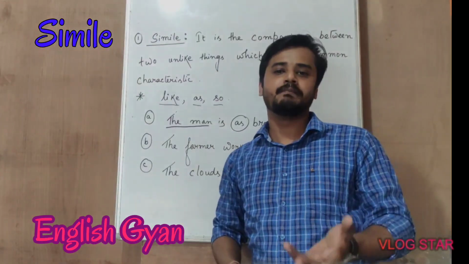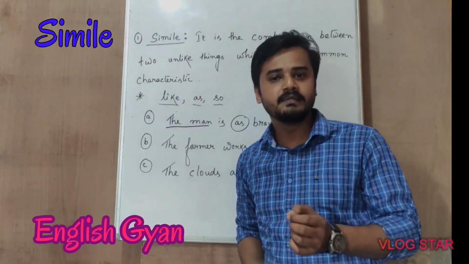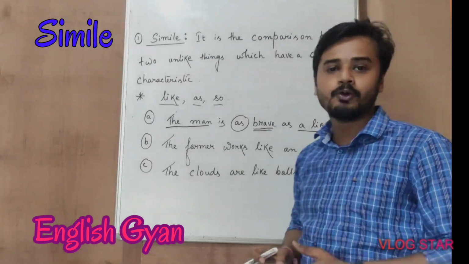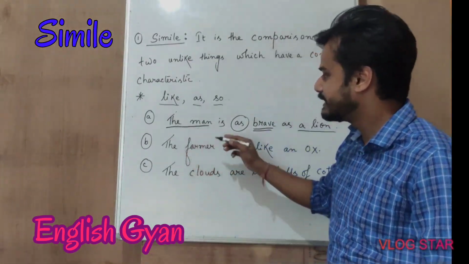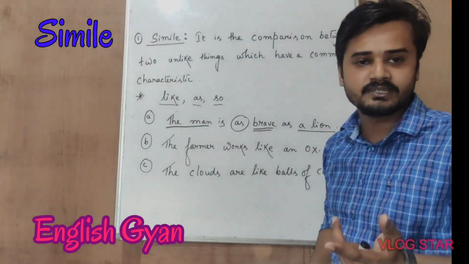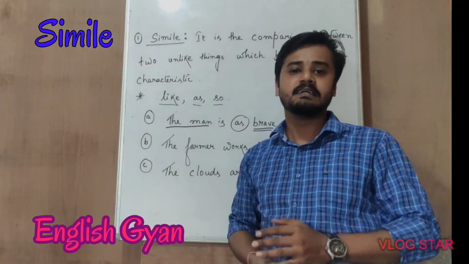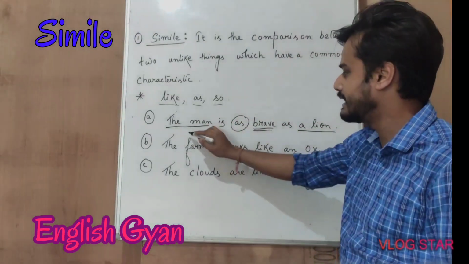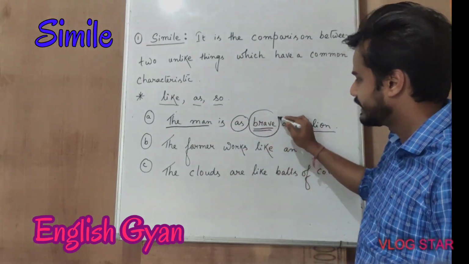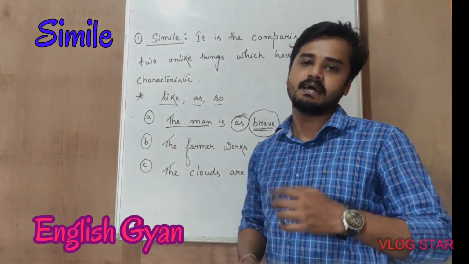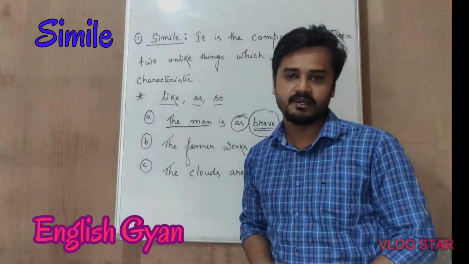Now, why am I comparing these two things? I am comparing these two things because they have a common characteristic, that is, both of them are brave. I am comparing the bravery of that man to the bravery of a lion, and I mean to say that the man is so brave that he is just like a lion. So, I am comparing two unlike things because of a common characteristic between them, and I am taking the help of the word as. So, this is an example of simile.